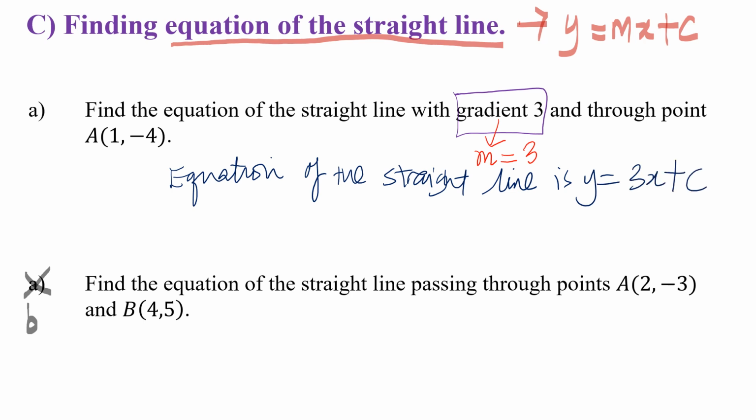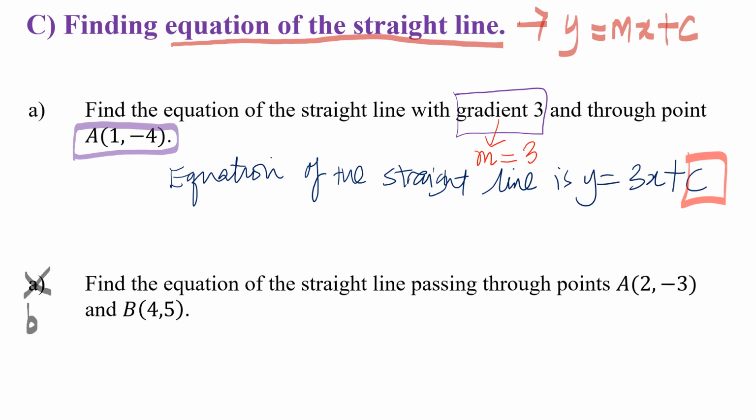Okay, but this is not complete. Why is it not complete? Because I need to find the value for this guy. I need to find c. So where do you think I can find c? Which other information have I not used yet in part A? I've used the gradient already, right? So which other information is given but I have not used it? Yes, this piece of information. You're given point A. We have not used point A. So how do we use point A?